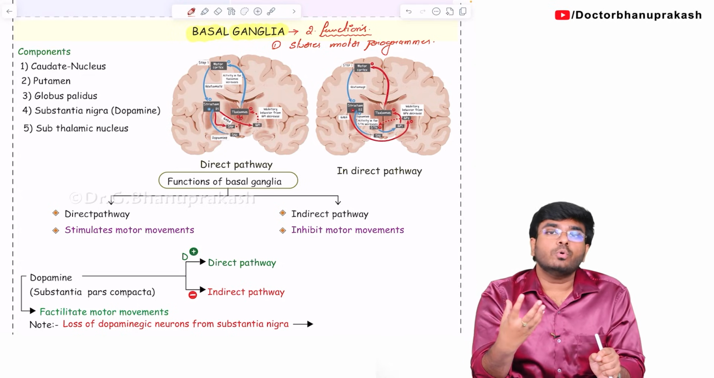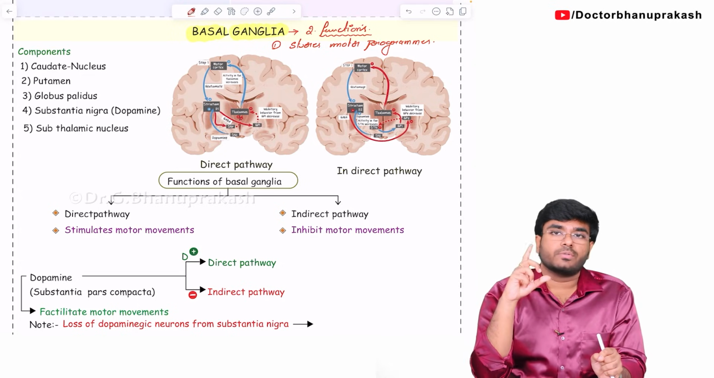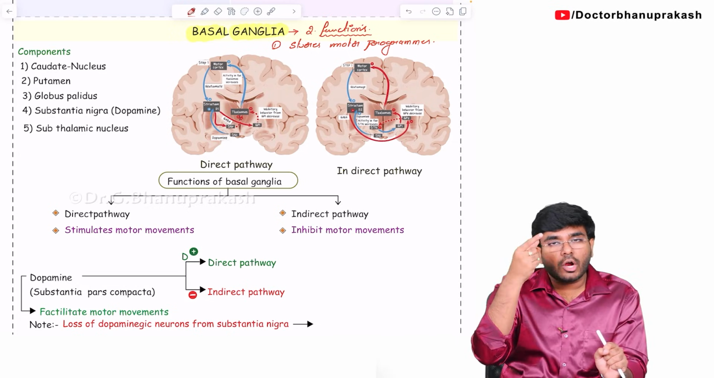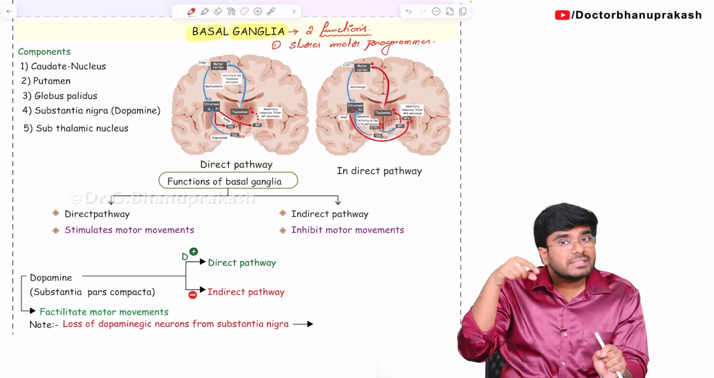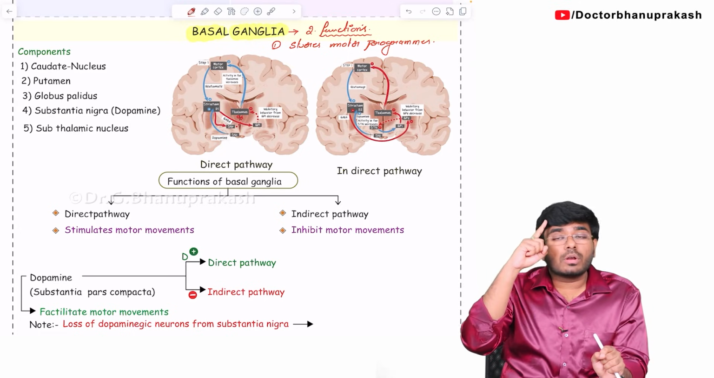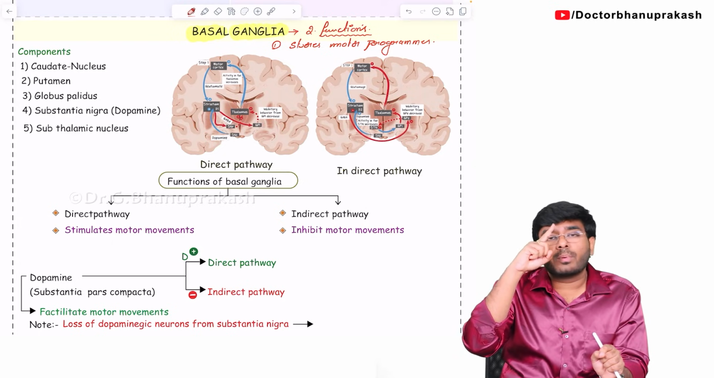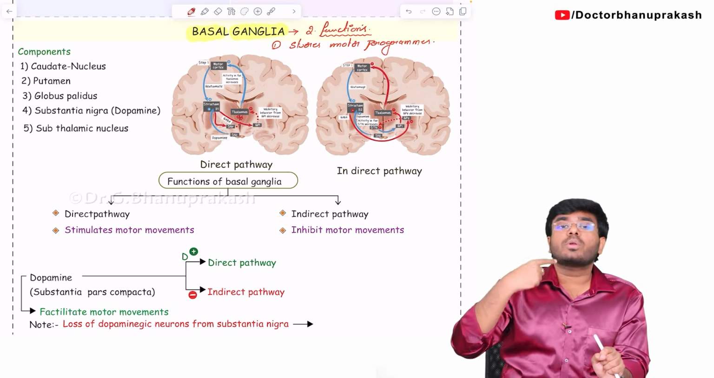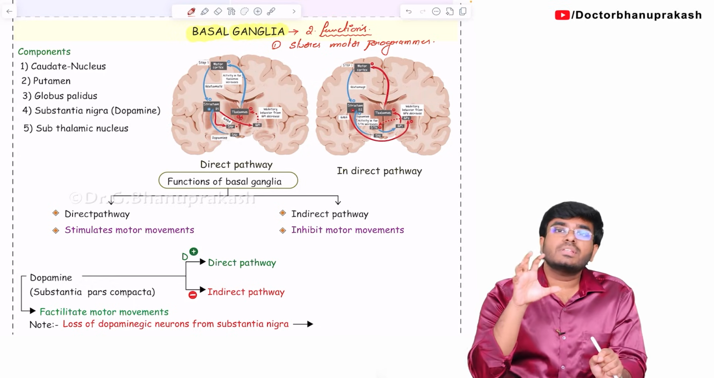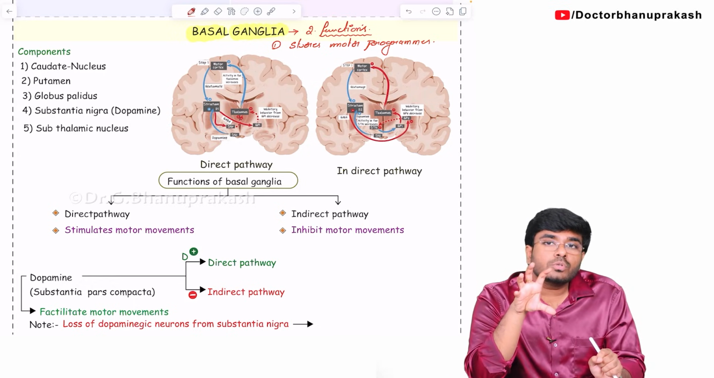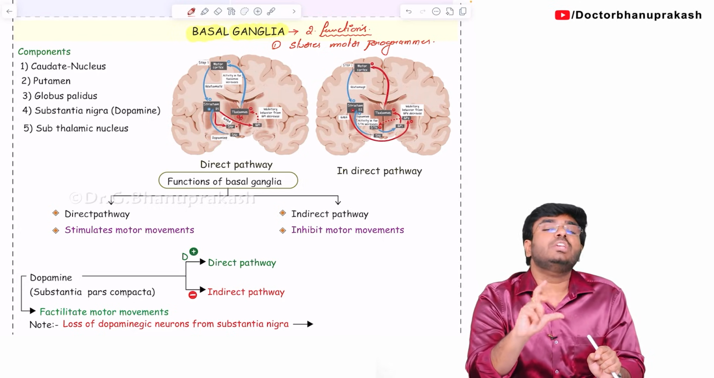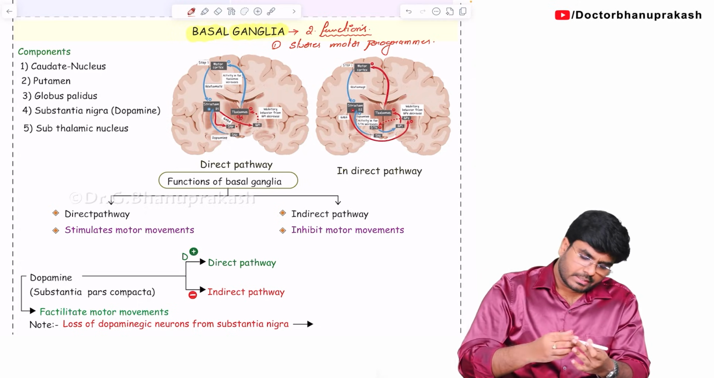So basal ganglia is going to tell the upper motor neurons, for example, when you are having a thought, that thought will be going to the basal ganglia. So basal ganglia will tell the cortex, the upper motor neurons, which upper motor neuron should be activated, which should be inhibited. Upper motor neurons will control the lower motor neurons, and lower motor neurons control the muscle contraction. So it's the basal ganglia which stores the motor programs, how to perform an action, how to execute a motor movement. That's the one function.